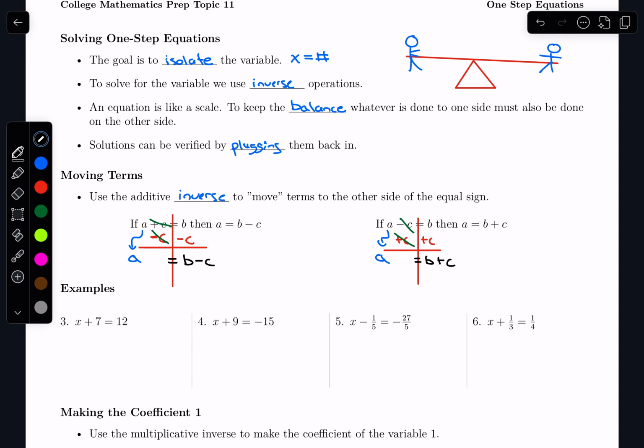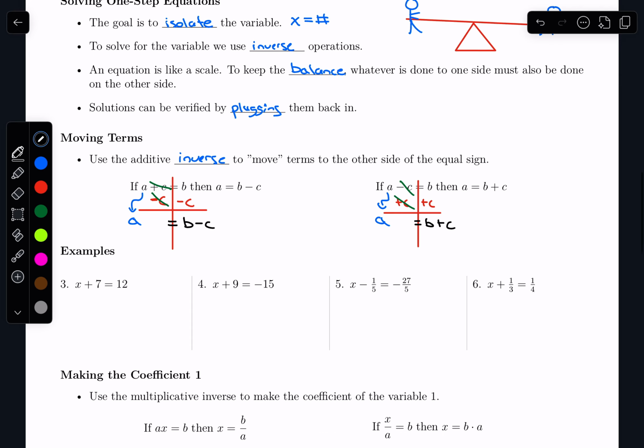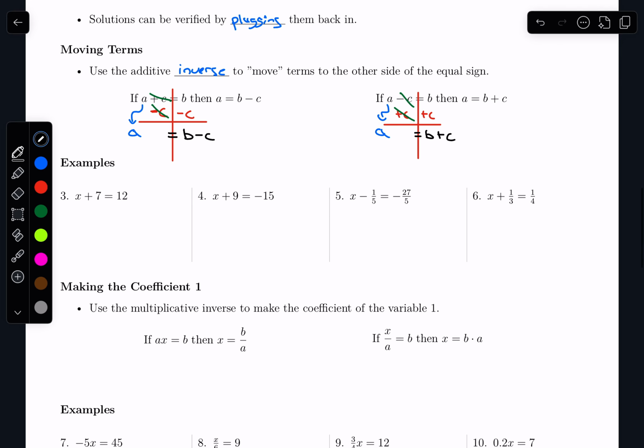Now we're going to do this with actual numbers. So our goal in each of these is to get x by itself. In number 3, we have x plus 7 equals 12. The first thing I'm going to do is draw a vertical line through my equal sign. This just keeps me organized. And then now I'm going to isolate x. X right now has a 7 being added to it, so I'm going to do the opposite of adding 7, which is subtracting 7.